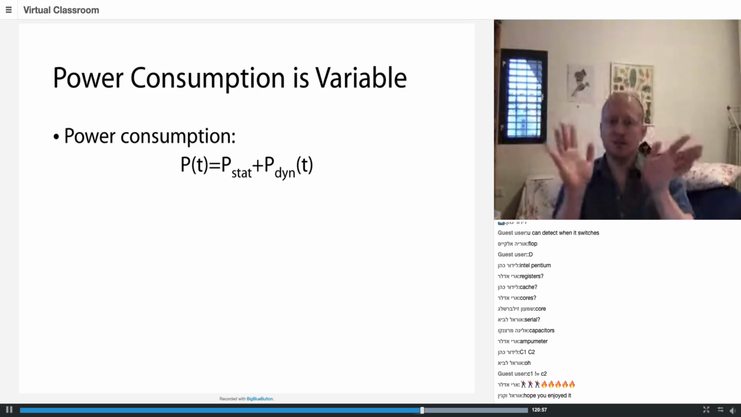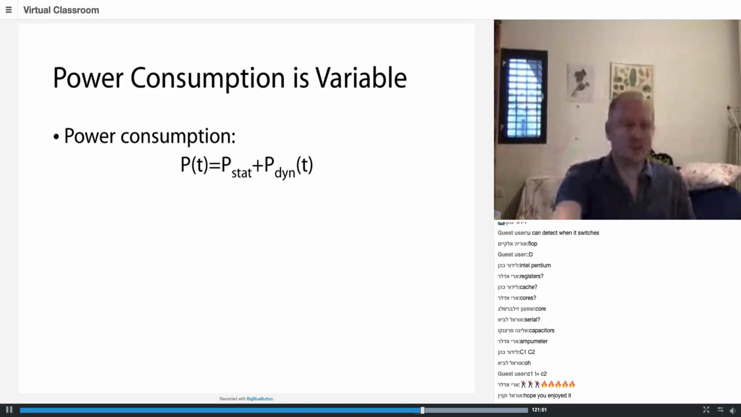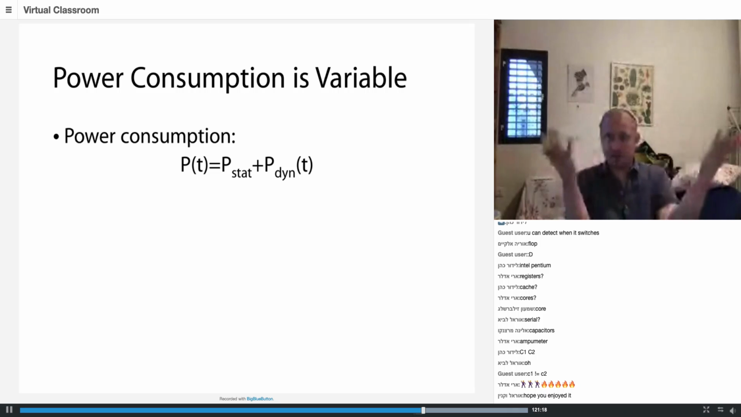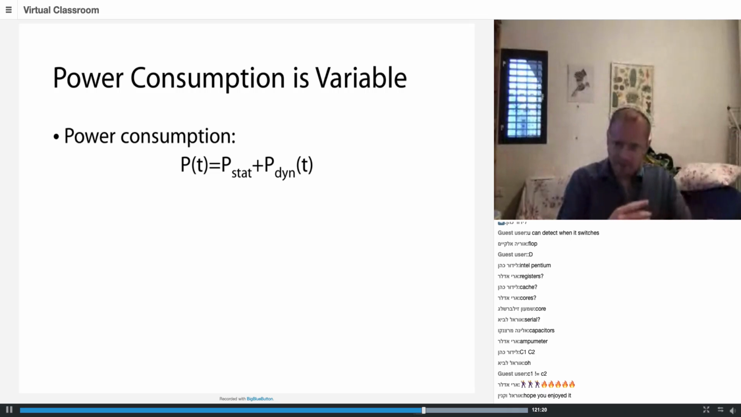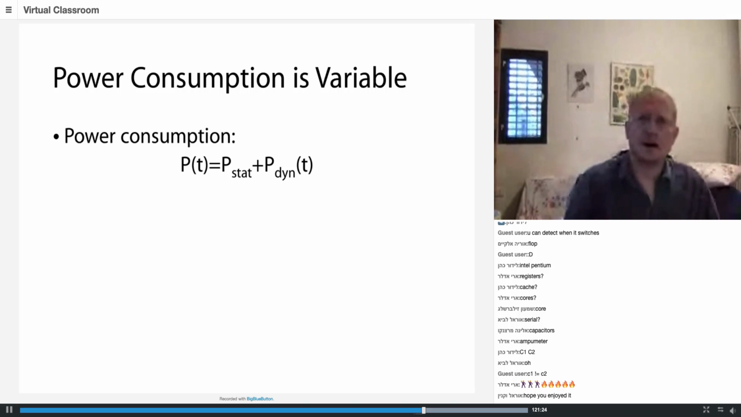This is the general equation of power consumption of a logic device. This comes from the DPA book. And what you see here is that there are two pieces to the power consumption. There is the static power consumption, and you see it's not a function of anything. And there is the dynamic power consumption, which changes with time.